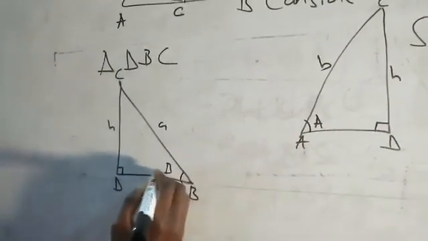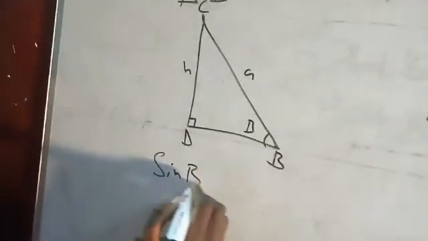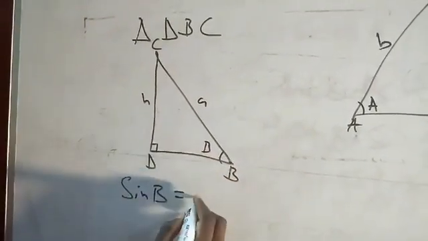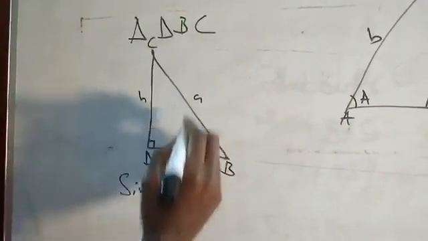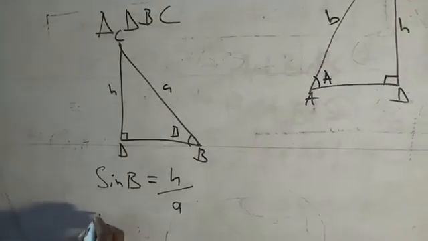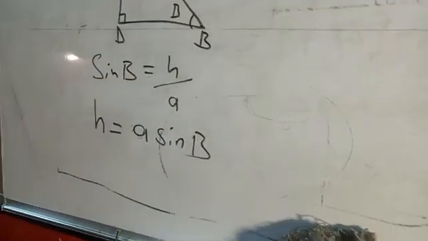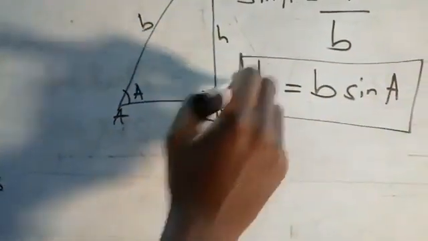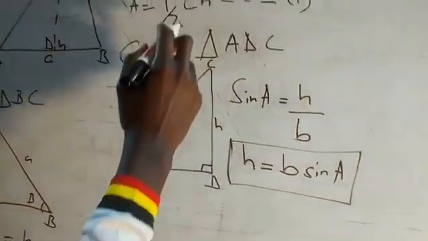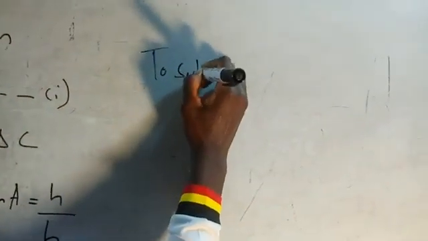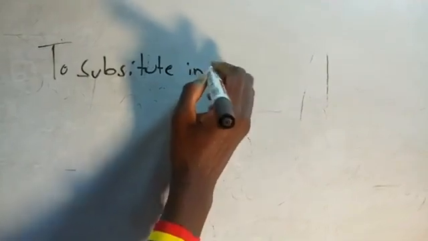So if we find sine B, it will equal the opposite, which is H, over the hypotenuse, which is A. Finding H alone, it will be A sine B. So we are going to use these different values of H here, and the same here, to substitute in the value of H in equation 1.